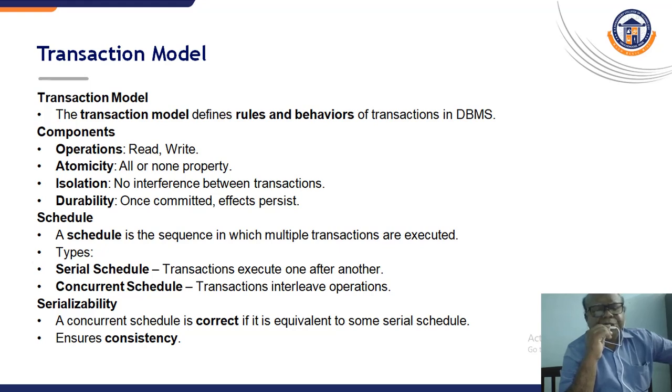Serializability: a concurrent schedule is correct if it is equivalent to some serial schedule and ensures consistency. Normally the problem arises in the concurrent schedule. In a serial schedule the problem will not arise because it is one after another. The first transaction has to be done and then the second transaction has to be done. It will not create any problems. Whereas in a concurrent schedule, it leads to inconsistency that has to be taken care of.